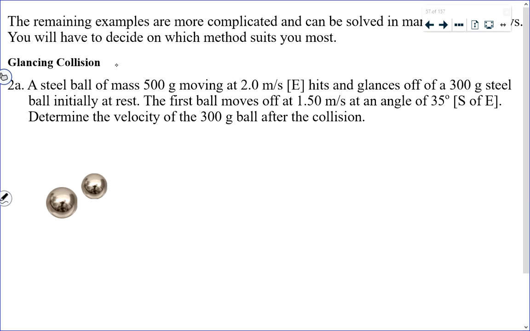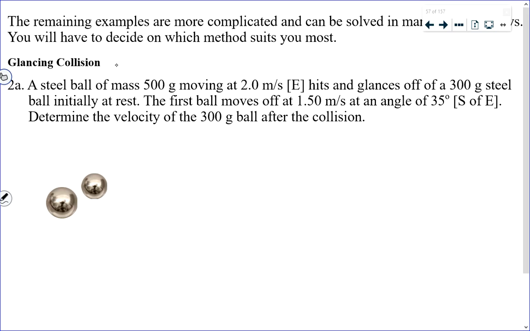This is what we refer to as a glancing collision. If you've ever played pool, and I think most people have, very rarely is it the case that you're going to hit the target ball with the cue ball dead on. Most of the time you hit the target ball a little bit off center with the cue ball because you don't want the target ball to go straight. You want it to go in a different direction. So that's what we refer to as a glancing collision.